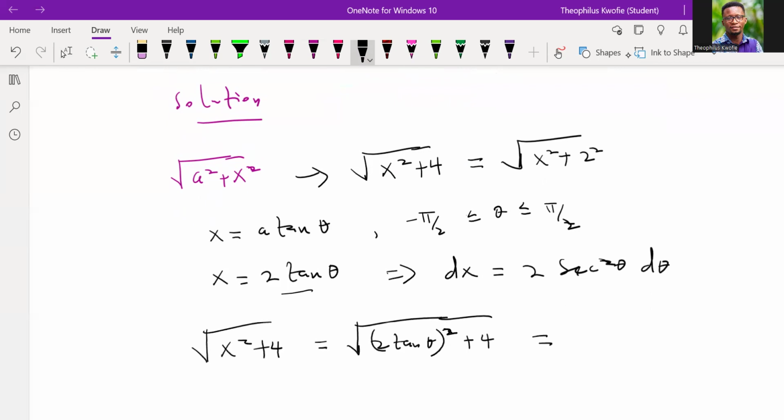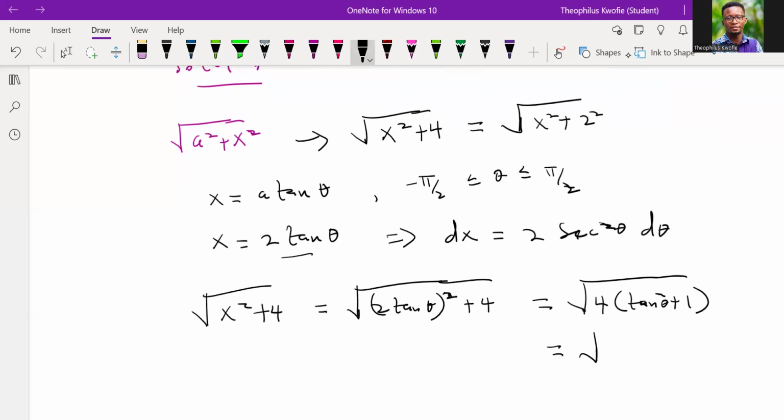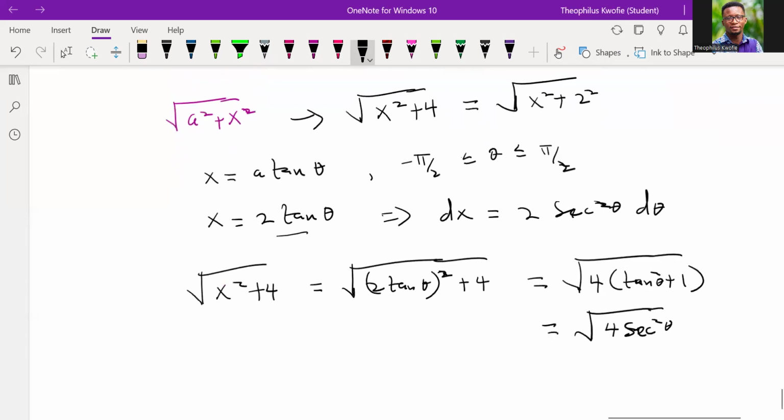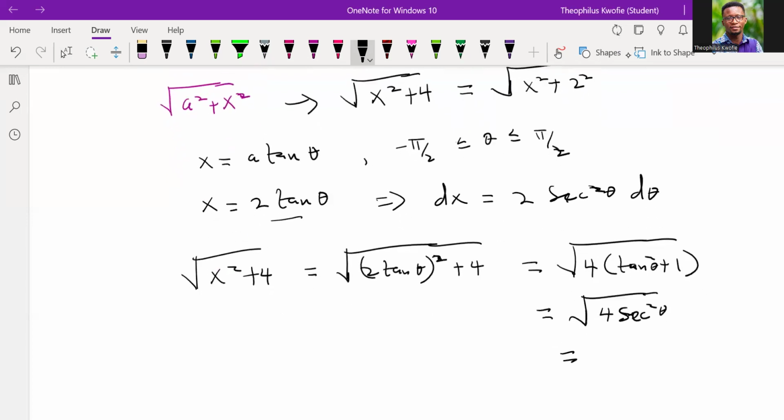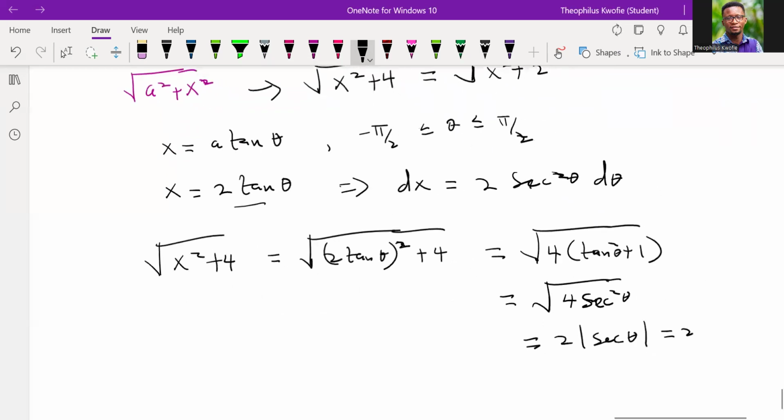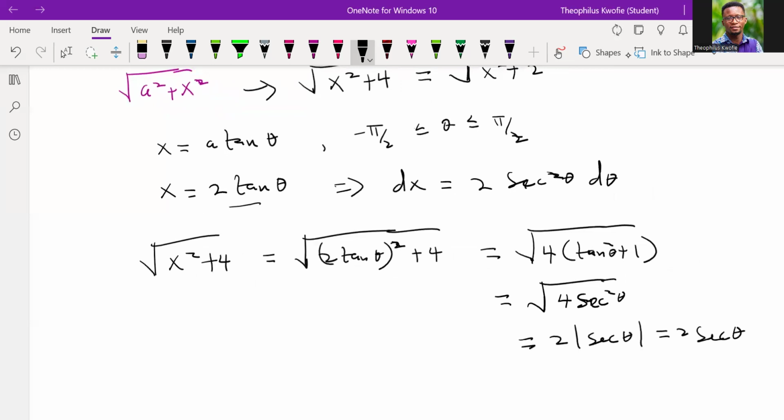If you really want deeper insight or background, in our previous episode we talked about that, so you may want to visit it. When we simplify this, you should have the root of 4 tan squared theta plus 1, and when you simplify this further, you should have the root of 4 sec squared theta. And what is this? This is 2 sec theta.